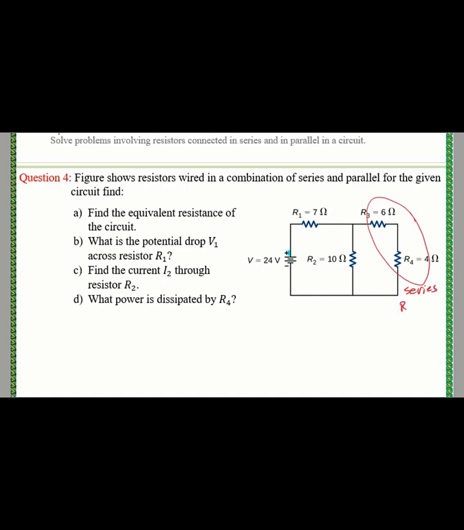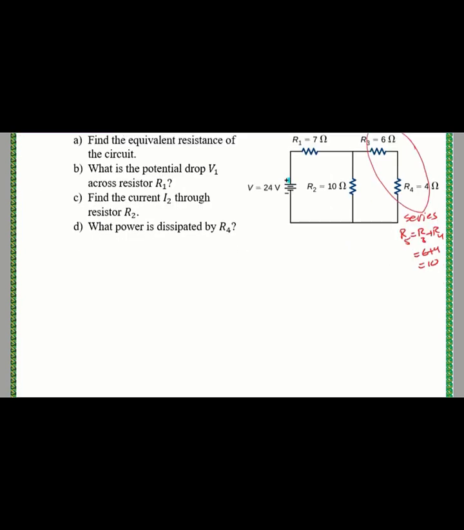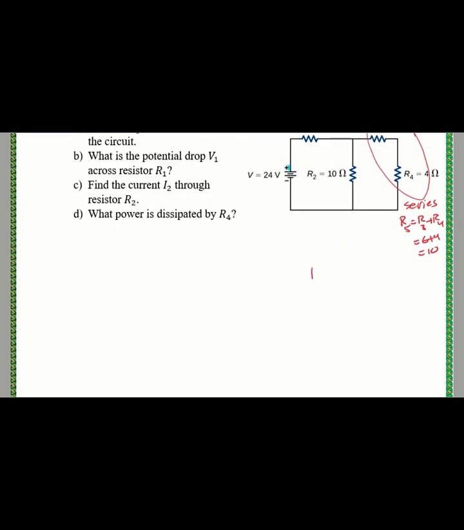I will name it as R5. It is R3 plus R4. R3 is 6, R4 is 4, so it is 10. Now you can replace this with 10. So here is our circuit. Here R3 and R4 will be replaced by 10, which is R5, 10 ohms.